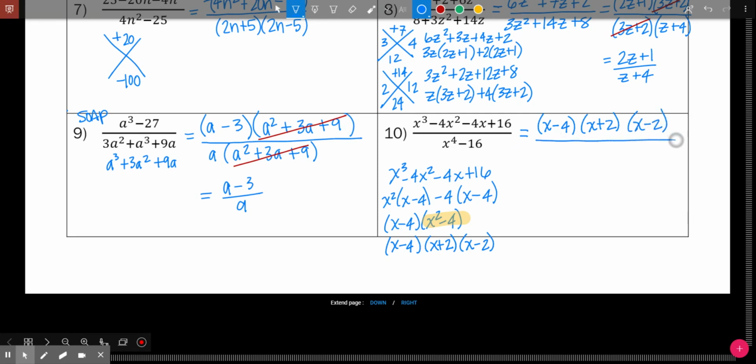In my denominator, when I factor, I'm going to have x squared plus 4 times x squared minus 4. Well, again, that x squared minus 4 is a difference of squares, so it needs to be factored. So x squared minus 4 becomes x plus 2, x minus 2. You cancel out the things that are the same on the top and the bottom, and you're left with what's left over.